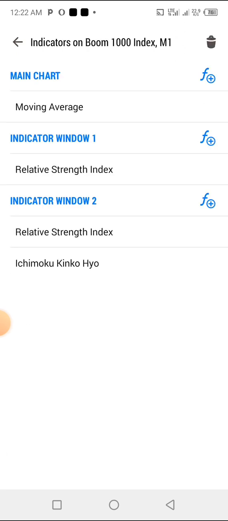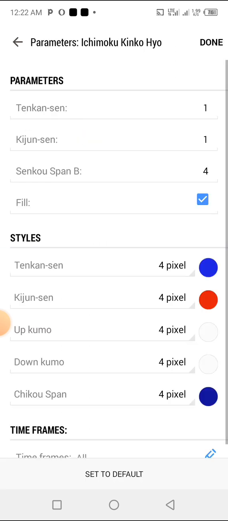The last indicator will be the Ichimoku, still on your indicator window 2. So you click on your indicator window 2 and add Ichimoku. The Tenkan-sen will be 1, Kijun-sen will be 1, Senkou Span B will be 4. Make sure you fill in this blank. The Tenkan-sen is 4 pixel, I'm using blue. The Kijun-sen is 4 pixel, I'm using red. The up Kumo is 4 pixel, I'm using white. The down Kumo is 4 pixel, I'm using white. The Chikou Span is 4 pixel, I'm using blue. After that, you click on done.